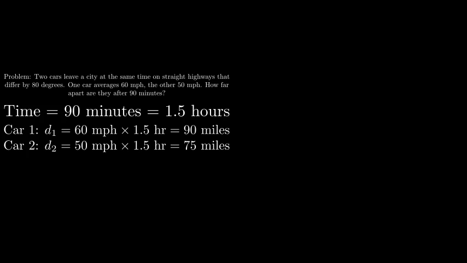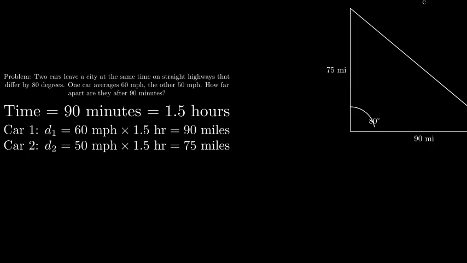Now let's visualize the problem. We have a triangle where two sides are 90 miles and 75 miles, and the angle between them at the city is 80 degrees. This is a classic side-angle-side, or SAS, case. We need to find the length of the side c opposite the 80-degree angle. We can apply the law of cosines directly.